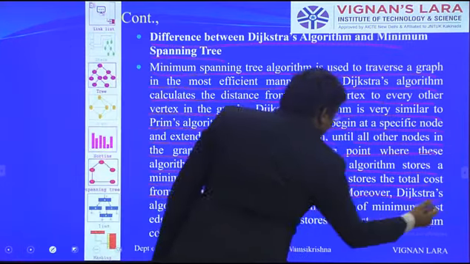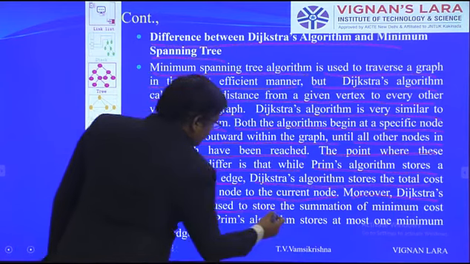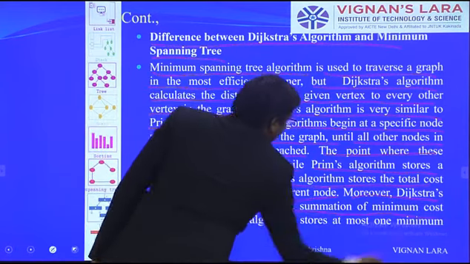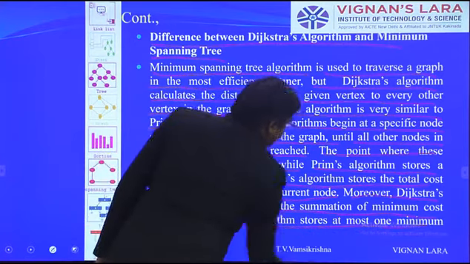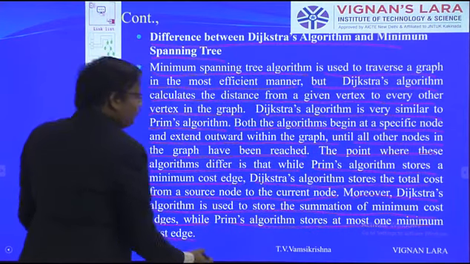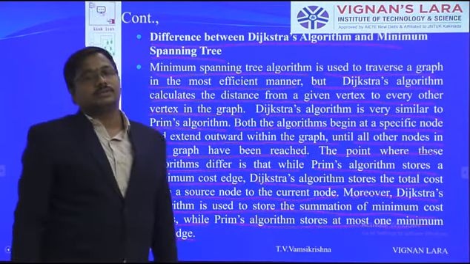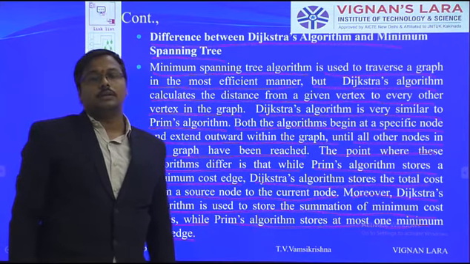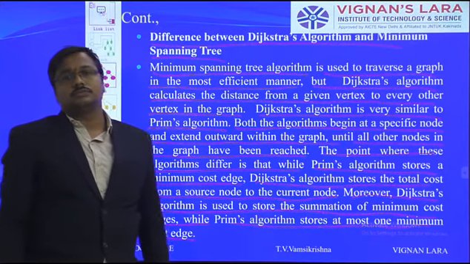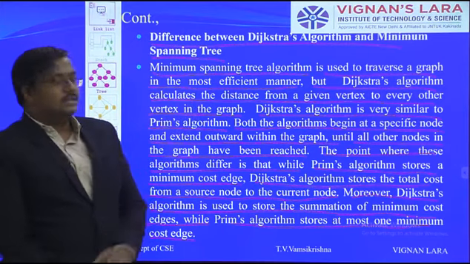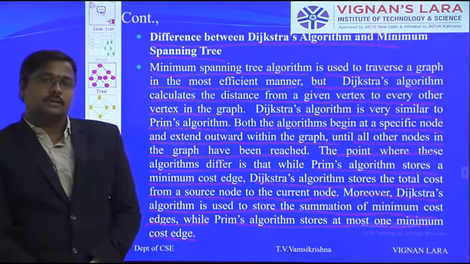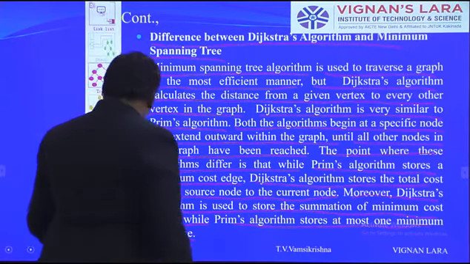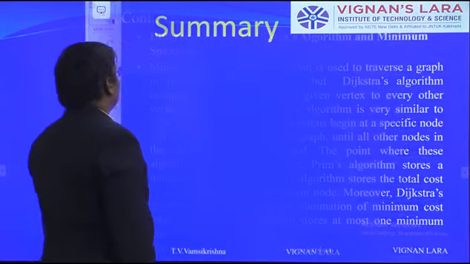And moreover, Dijkstra's algorithm is used to store the summation of minimum cost edges, while Prim's algorithm stores just one minimum cost edge. So this is the difference between Prim's algorithm and Dijkstra's algorithm.